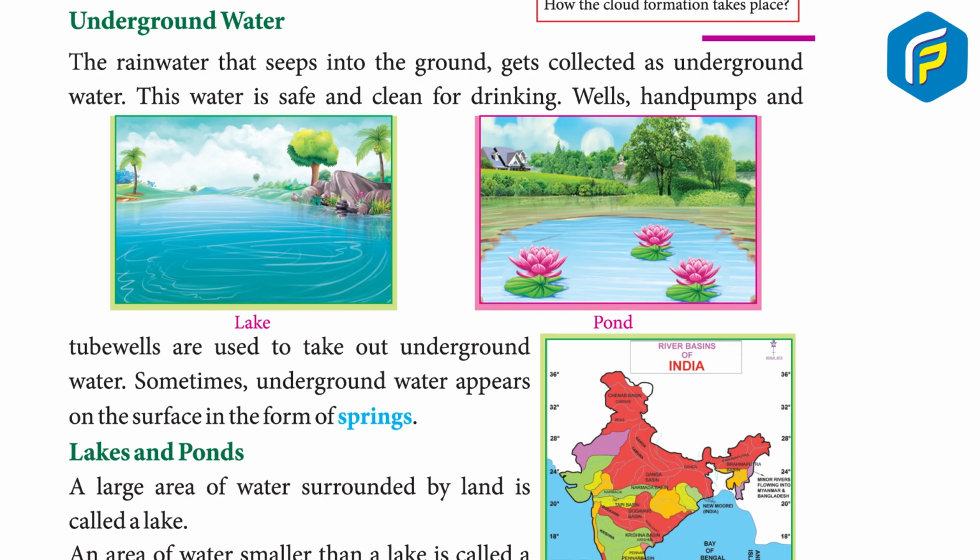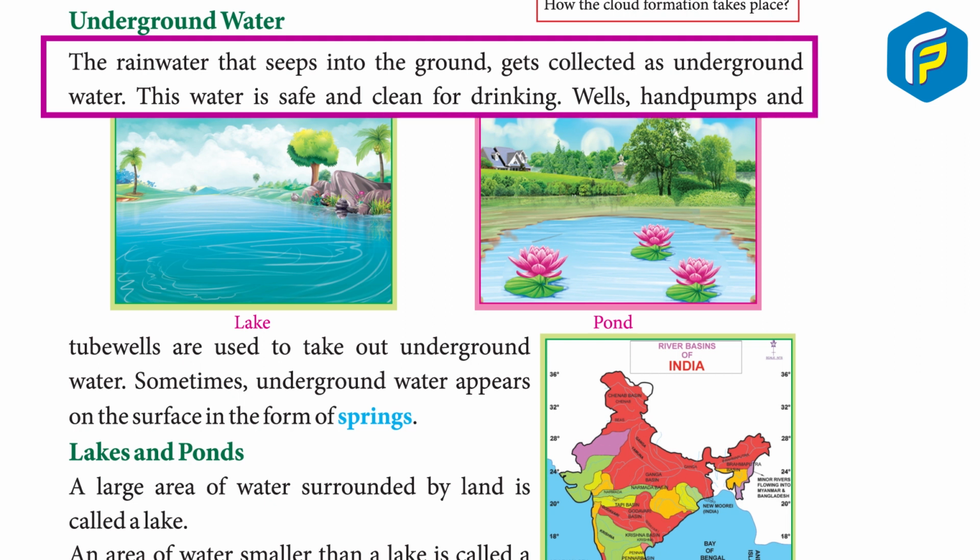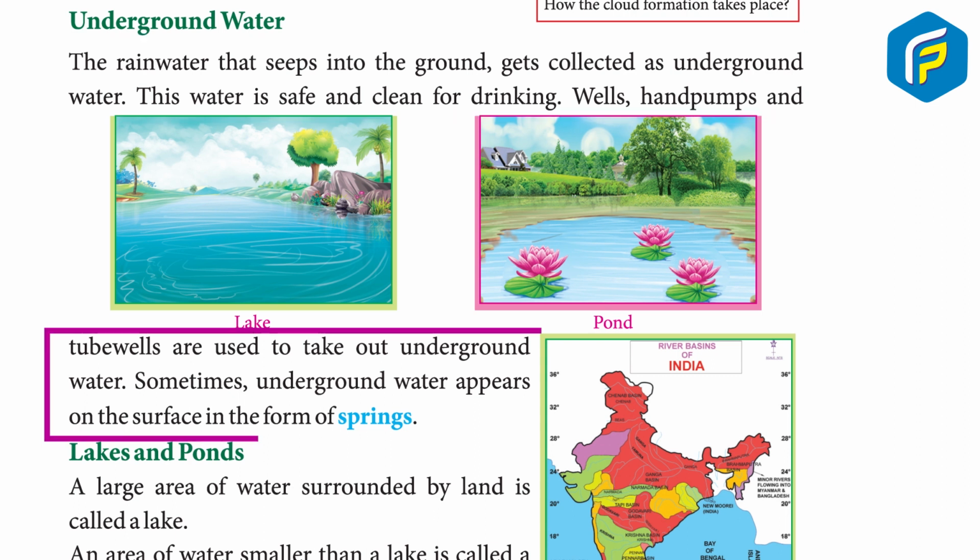Underground water. The rainwater that seeps into the ground gets collected as underground water. This water is safe and clean for drinking. Wells, hand pumps, and tube wells are used to take out underground water. Sometimes underground water appears on the surface in the form of springs.